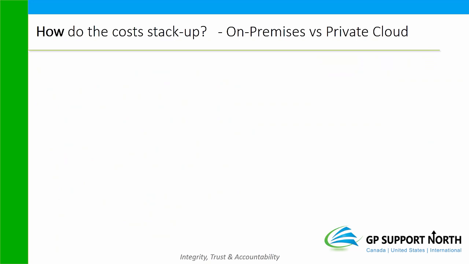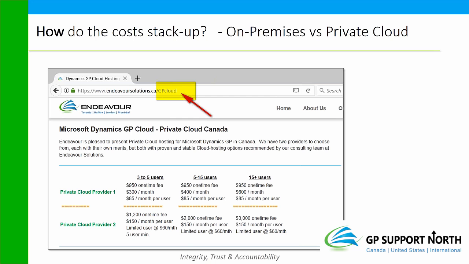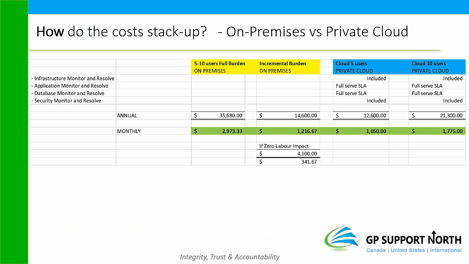So how do costs stack up on-premise versus private cloud? What I'm going to use is 5 to 10 users with a one-time fee and a flat monthly per user, and we'll compare that to on-premise. We're using a variety of fees, looking at the end of it all, and I'm going to move us over to Excel. We're going to build out 4 columns. On-premise fully burdened, which includes all of your IT staff, your infrastructure, hosting costs, and your real estate. Incremental burden, which is where I just need a box, I'm not paying for any of the extra incremental components because I already have my own data center. It's just one extra thing. And then the cloud for 5 users, and the cloud for 10 users.